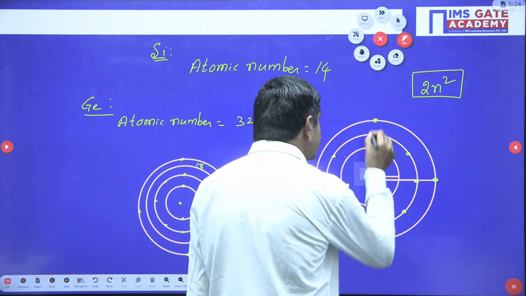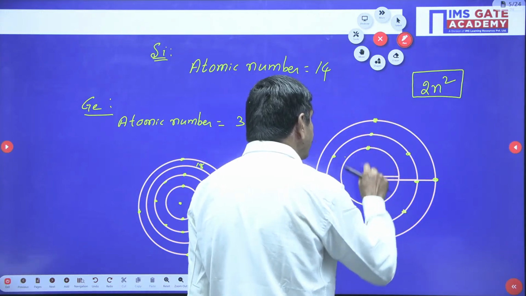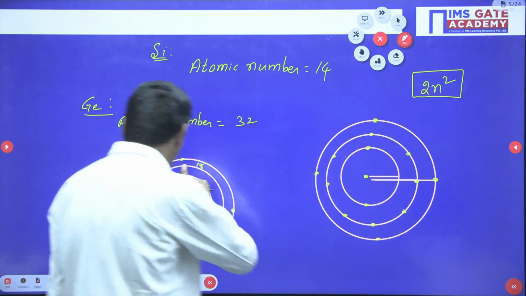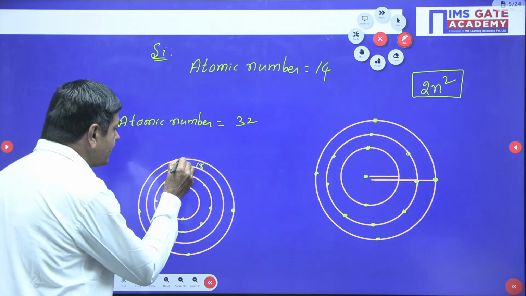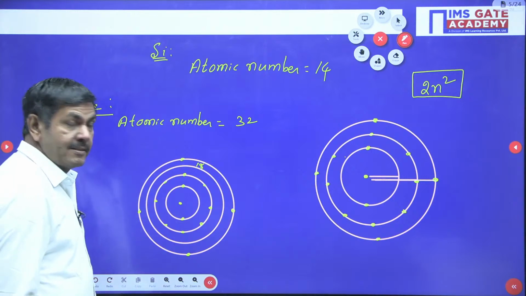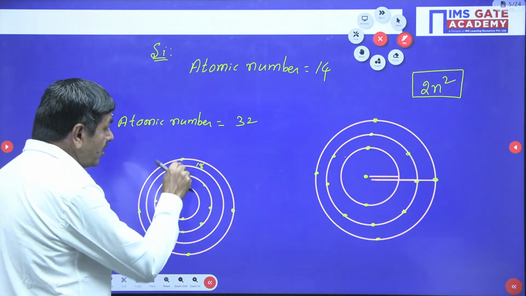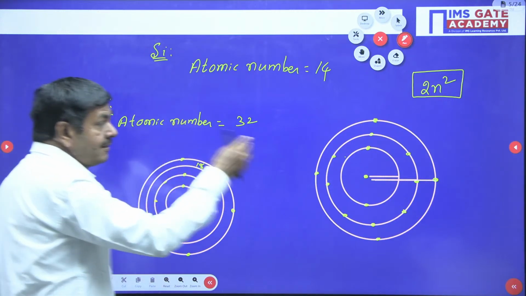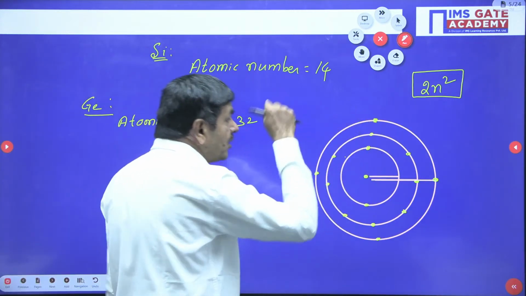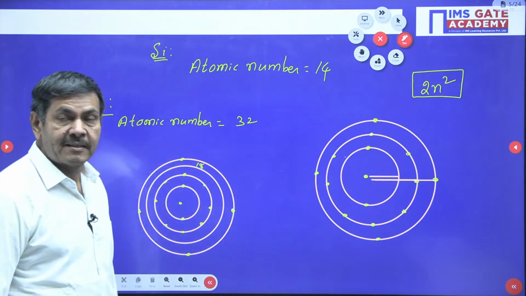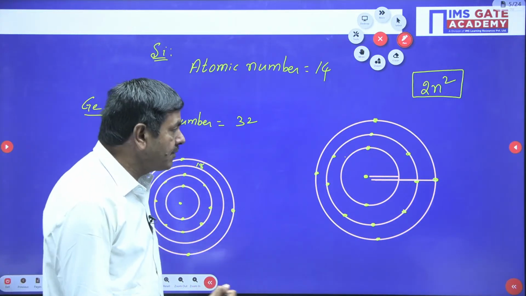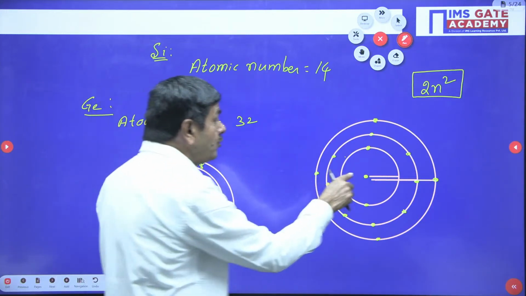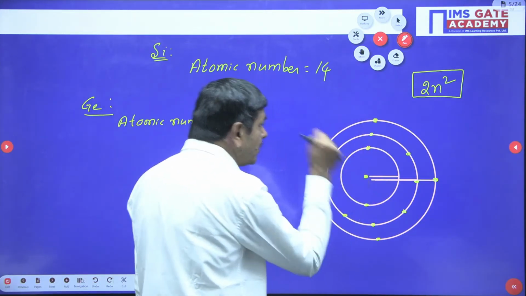This is the nucleus and the valence electron. The valence electron here is somewhat close to the nucleus. In germanium, valence electrons are in the fourth orbit only. In silicon, the valence electrons exist in the third orbit only. Third orbit means the attractive force from the nucleus is very high, very strong. It is very close only.